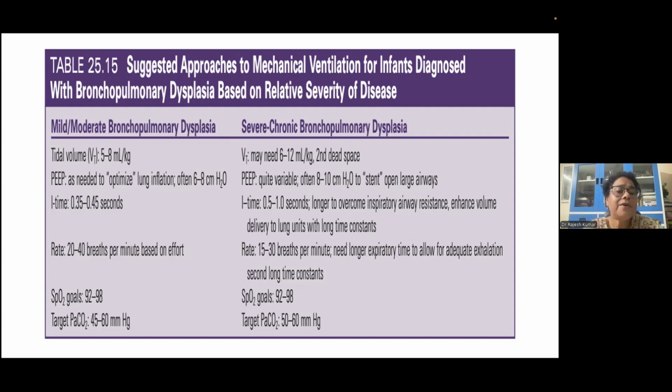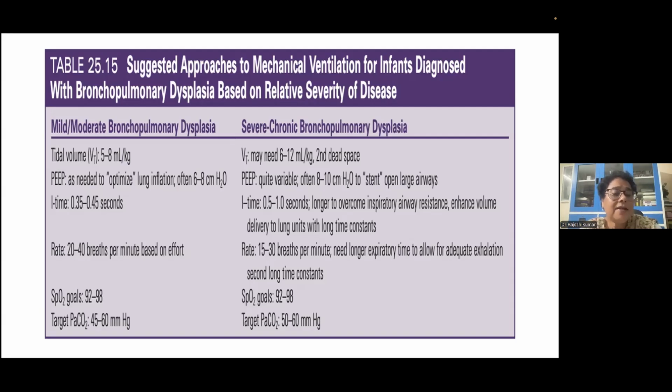The I time is kept at 0.35 to 0.45 seconds in mild to moderate bronchopulmonary dysplasia, which can be as long as 0.5 to 1 seconds in chronic disease. This longer period is needed to overcome the inspiratory airway resistance and to enhance volume of delivery to lung units with long time constants. The rate is kept at 20 to 40 breaths per minute based on the effort in mild to moderate bronchopulmonary dysplasia, which can be reduced to 15 to 30 breaths per minute, because they would need adequate expiratory time long enough to exhale with the airways which are also defective.